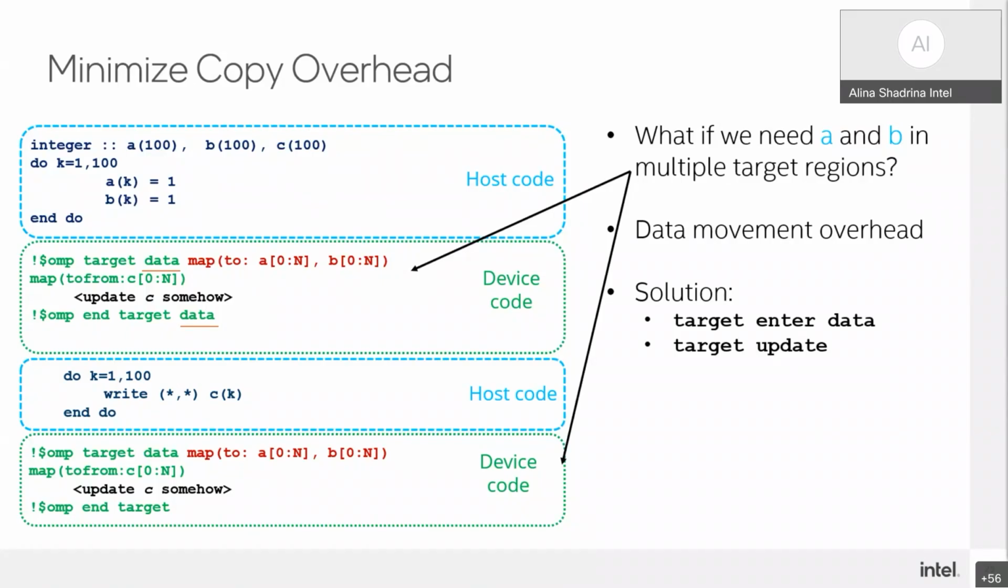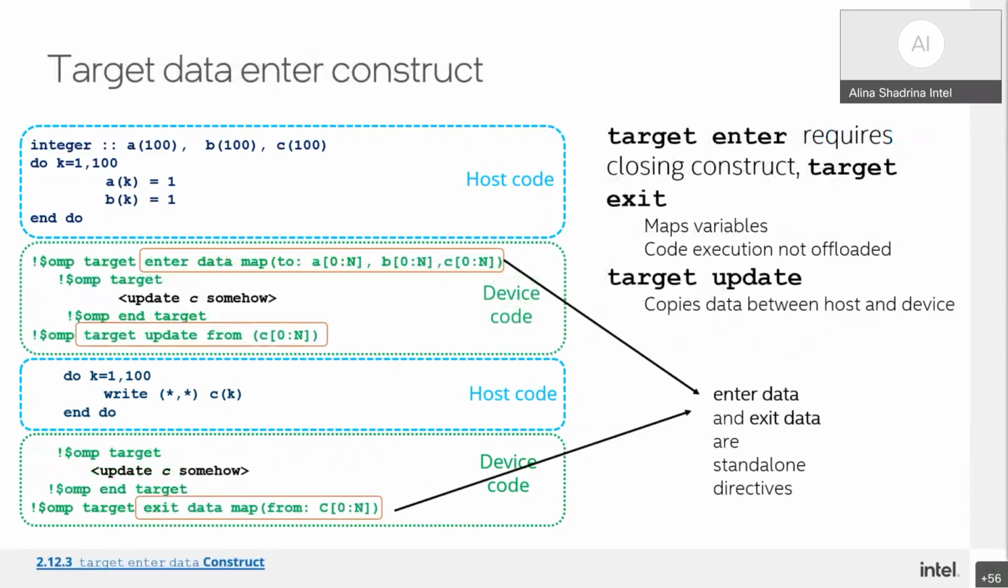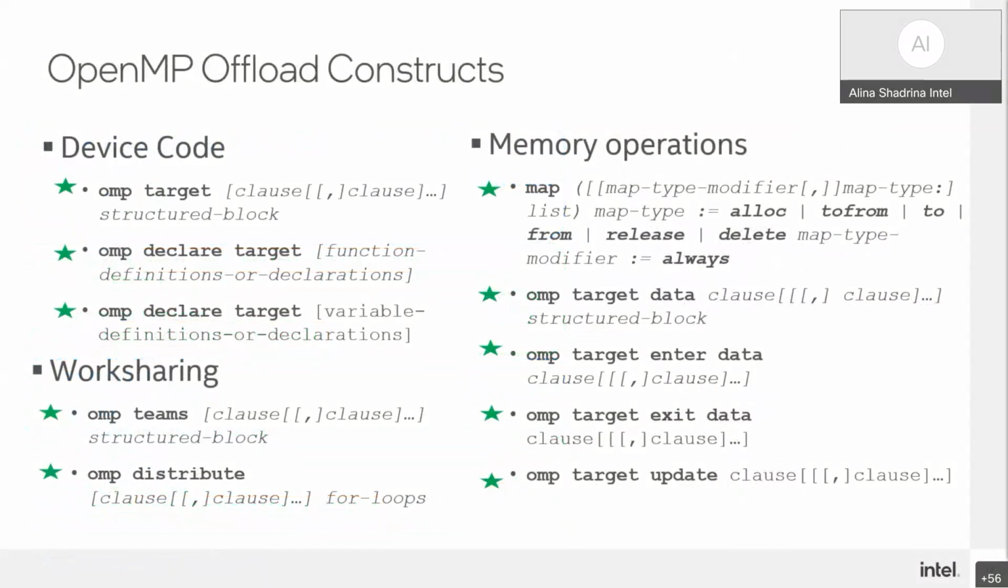To avoid this, you could use target enter data and target update constructs. On the next slide, you see how it actually looks. We have 2 target regions. We need to synchronize data with host using target update. And now we can continue using it in the other region. So this is all with OpenMP constructs.